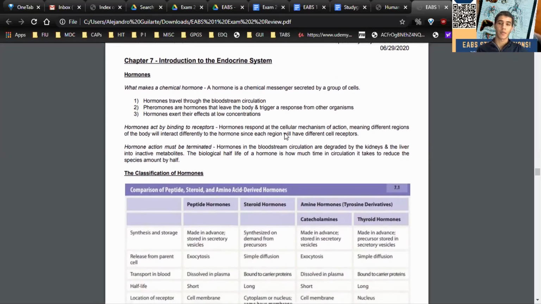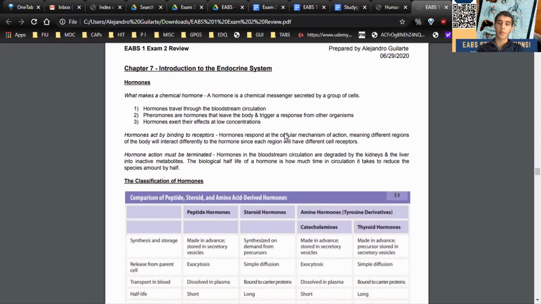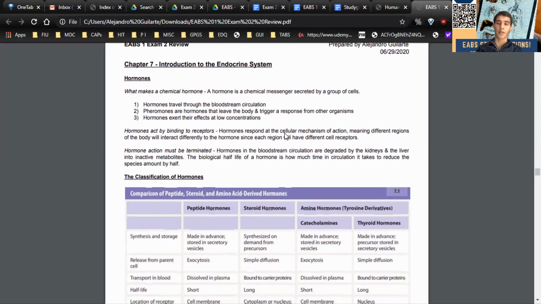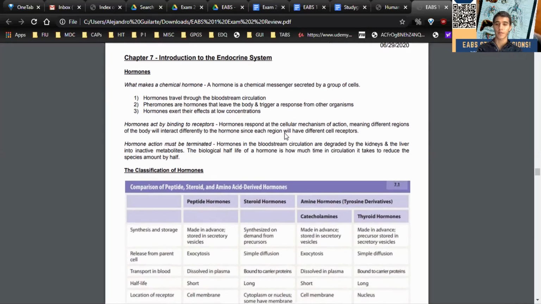Hormones need to bind a receptor to have an effect. Because of this, the receptors themselves could be situated at different regions of the body and have different effects depending on where they are. And hormone actions must end. When a hormone is circulated through the bloodstream, it usually ends up being deactivated by the liver and the kidneys, which will convert it into inactive metabolites. The time it takes for half of the original amount to be taken out of circulation in the body is called the biological half-life.